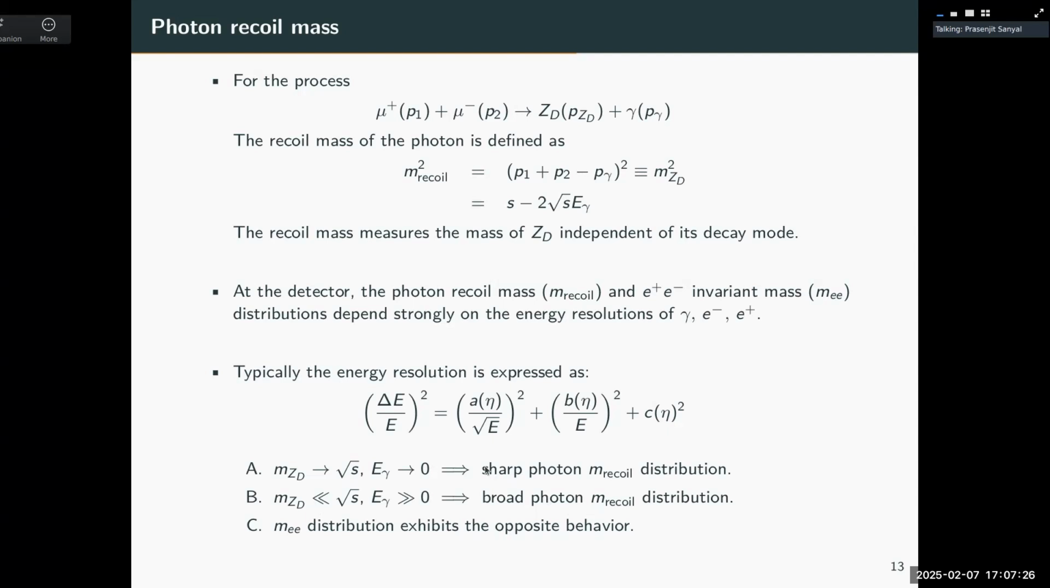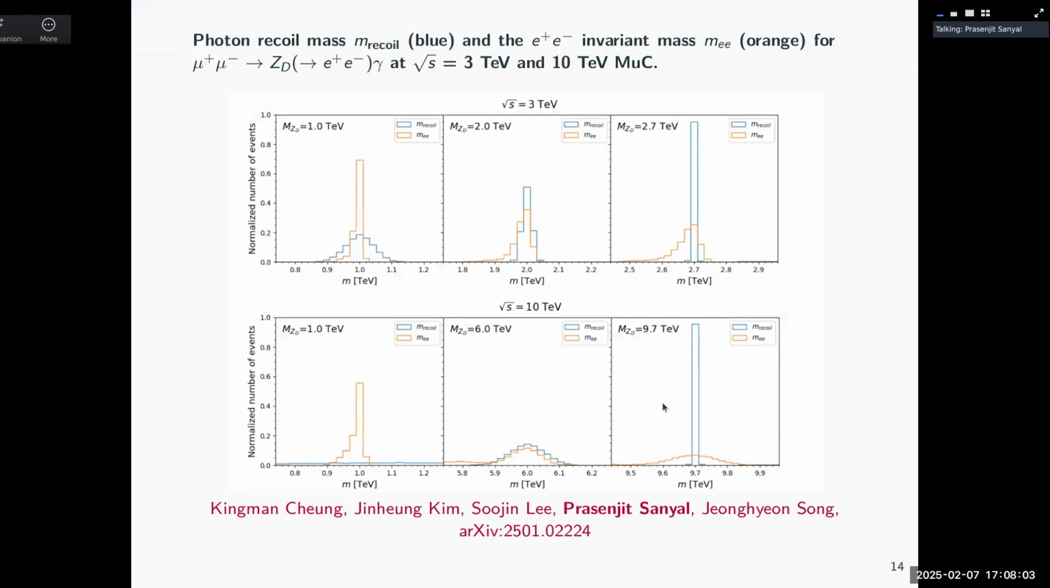For the electronic decay modes of the dark Z, the opposite thing happens. This is because when the Z boson becomes heavier, the electrons coming from the decay of the dark Z have higher energy, and as a result, the invariant mass distribution becomes broad. Whereas when the dark Z is lighter, the electrons coming from the dark Z have less energy, and that's why the invariant mass distribution becomes sharper. So this I have demonstrated in this figure.